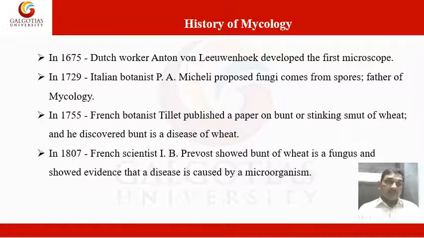In 1755, the French botanist Tillet published a paper on bunt or stinking smut of wheat, and he discovered bunt as a disease of wheat. In 1807, the French scientist I.B. Prevost showed that the bunt of wheat is fungal, and showed evidence that the disease is caused by a microorganism, especially a fungal pathogen.